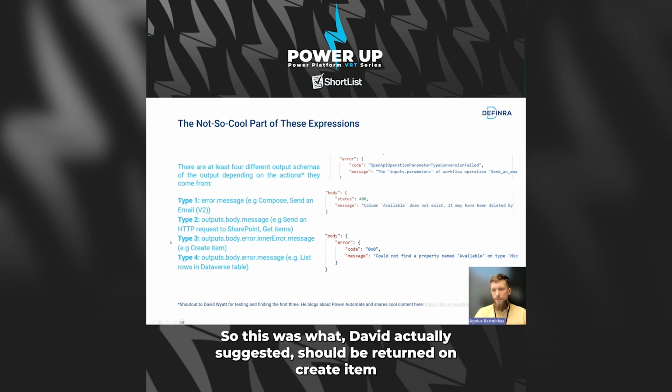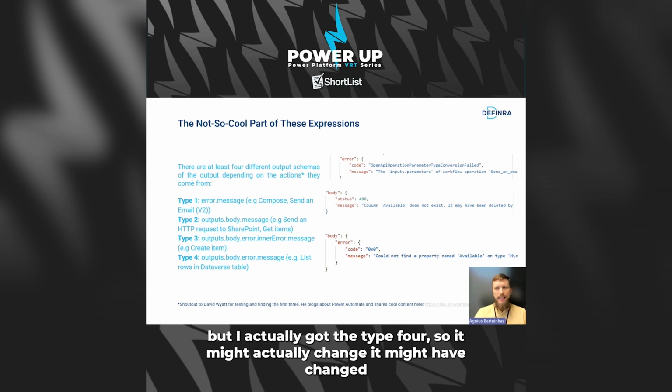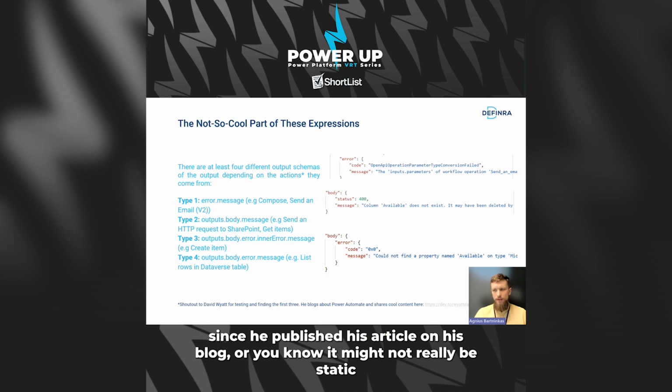So this was what David suggested should be returned on create item, but I actually got the type 4. So it might change. It might have changed since he published this article on his blog, or it might not really be static.